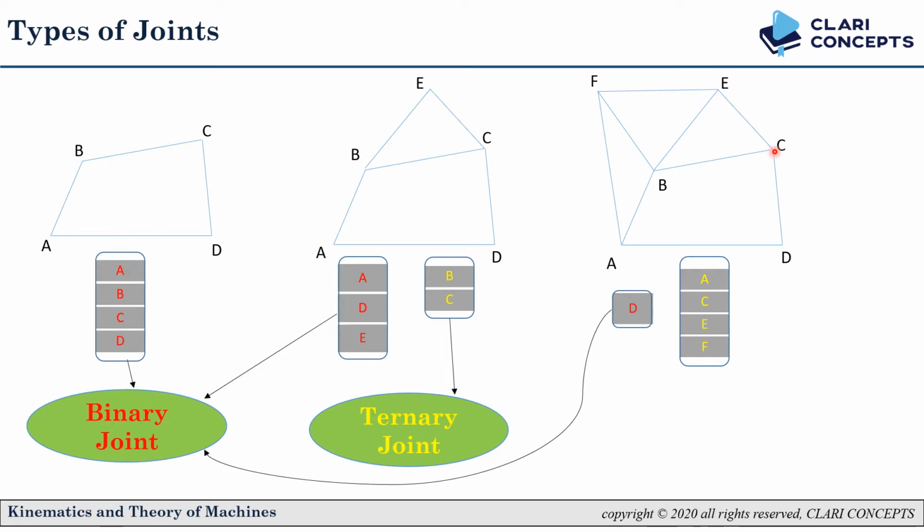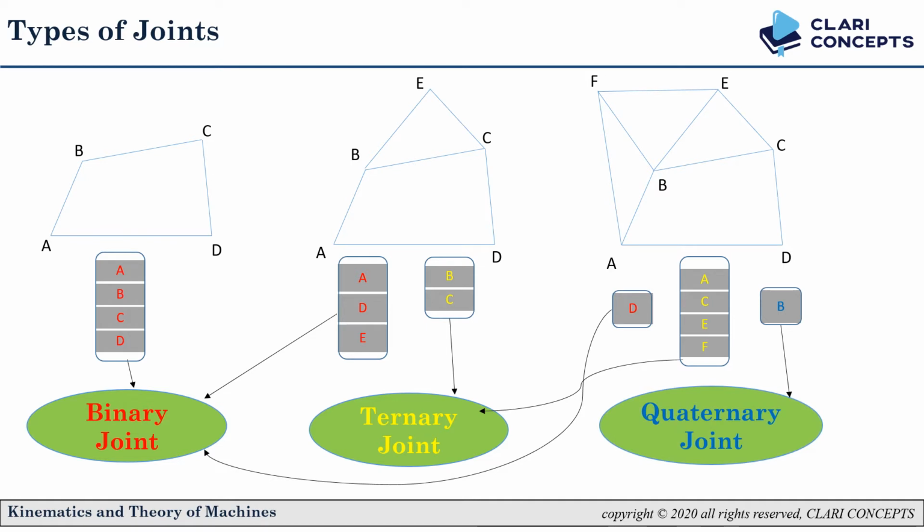At C, CE, CB and CD. Again 3 links. At E, the same 3 links. And finally F, again 3 links. So these 4 joints are ternary joints, right? So is there anyone left? Yes, point B is left. So at that point B, how many links are connected? You can see 4: BC, BE, BF and AB, right? So 4 links are connected, therefore I will call it a quaternary joint, right?